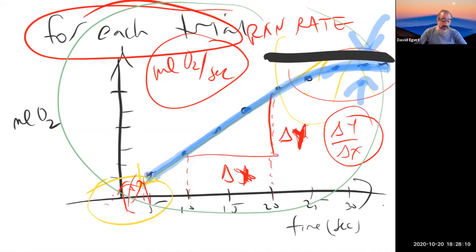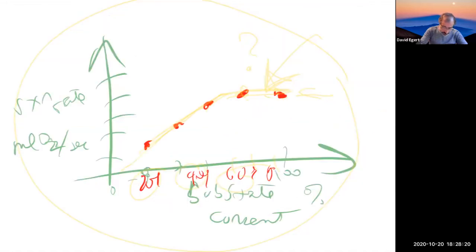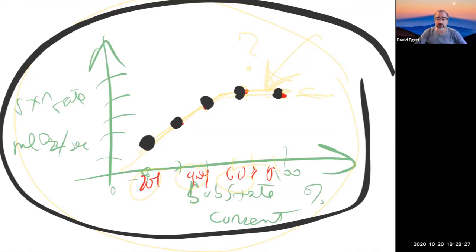Like what is going on in these graphs of time versus oxygen that we use to calculate the rates, versus the graph that we then make using that data that we can actually use to look at our hypothesis and see if it's supported or not.